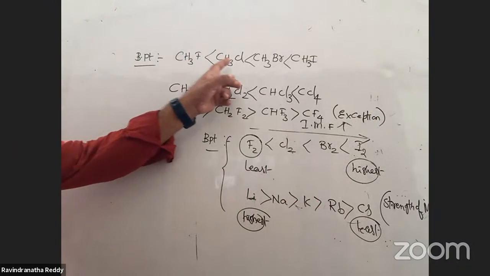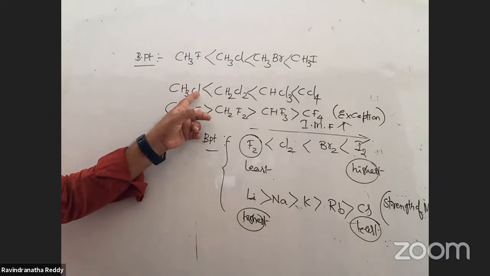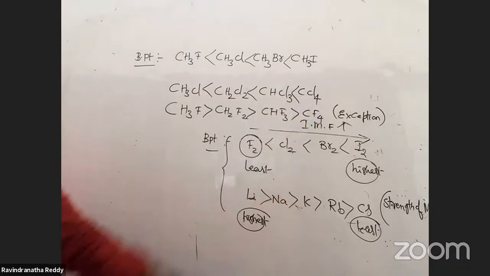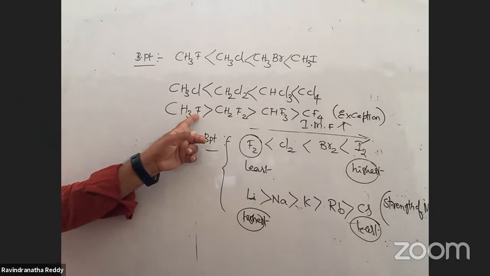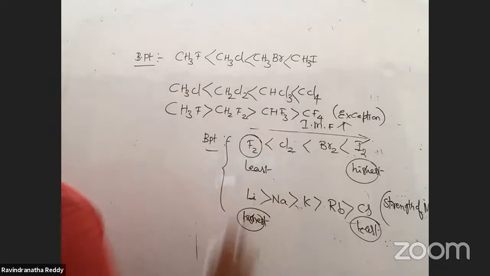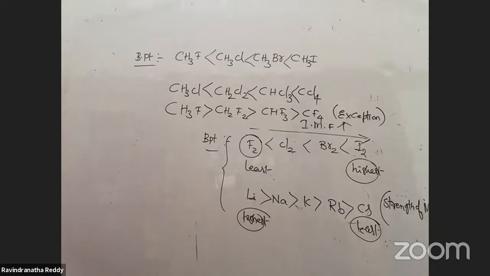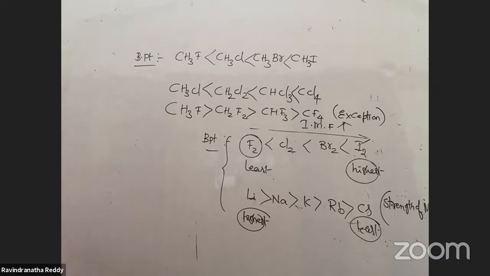Generally, for chlorine, bromine, iodine, size increases and intermolecular forces increase. Here with 1 chlorine, 2 chlorine, 3 chlorine, 4 chlorine, molar masses increase, boiling point increases. But for the fluorine compounds this concept is not applicable. In this condition, the highest value is only for CH3F, an exceptional case. So this is regarding boiling points based on intermolecular forces. Clear?